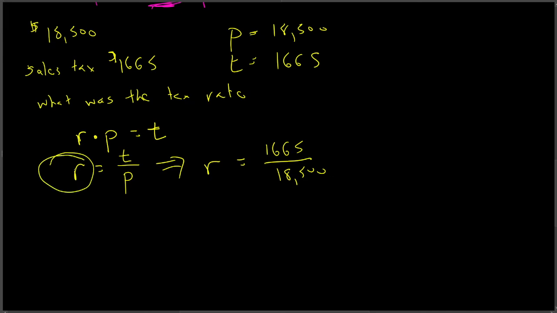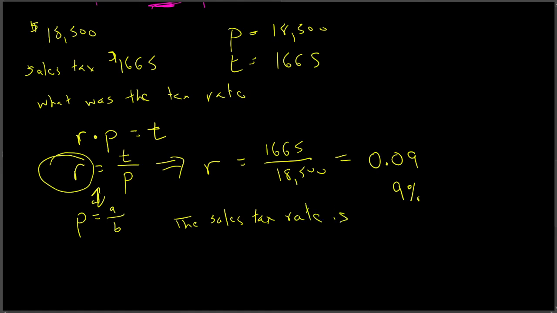Now notice this. This was like a percent, this was like an amount, and this was like a base. So this would be the same as P equals A over B from our previous proportions. We're just using different words because these are how these words come up in the things we do. And I run this into my calculator, and I get a 0.09 for my rate. Change that to a percent. I'll move my decimal twice to the right, and that's 9%. And so the sales tax rate is 9%.